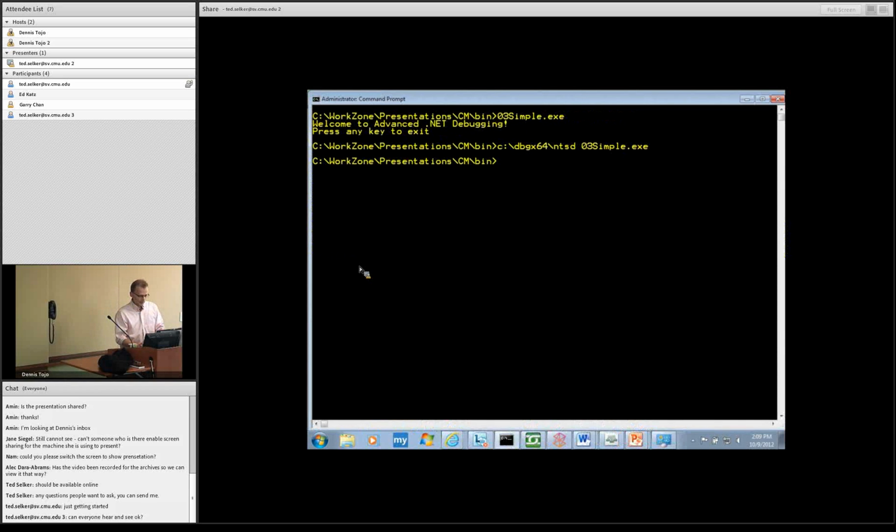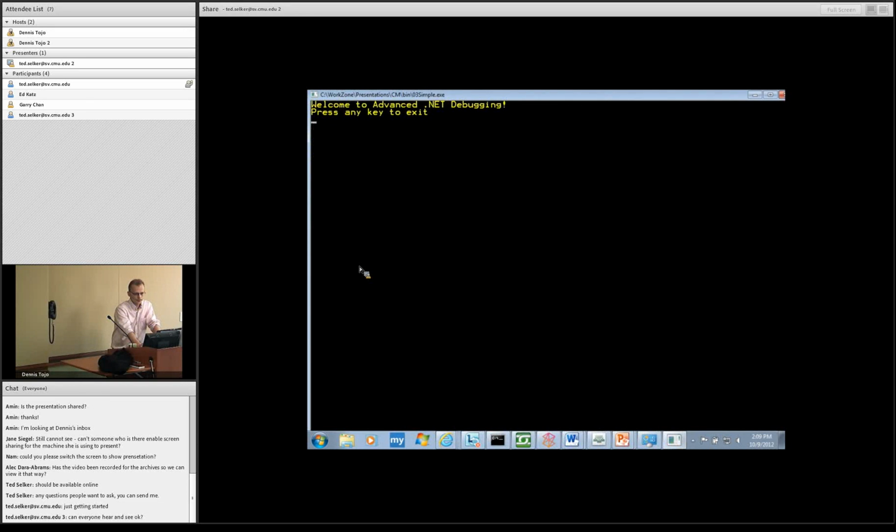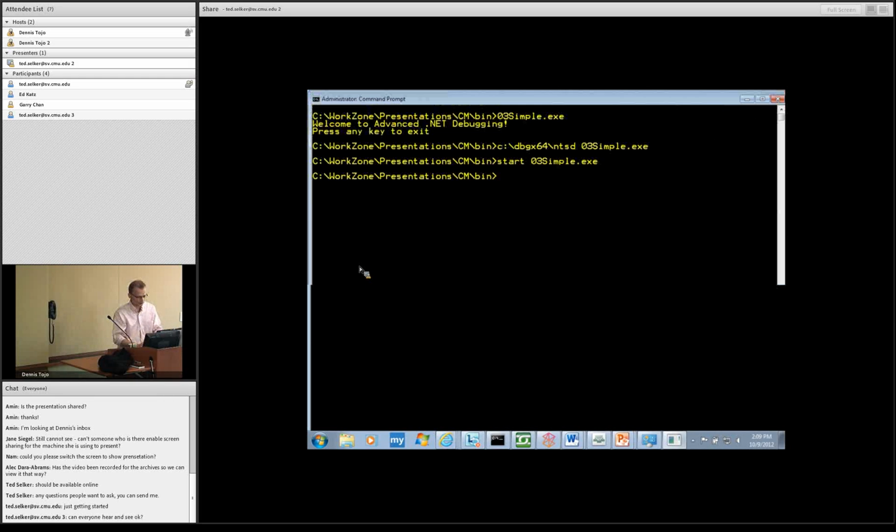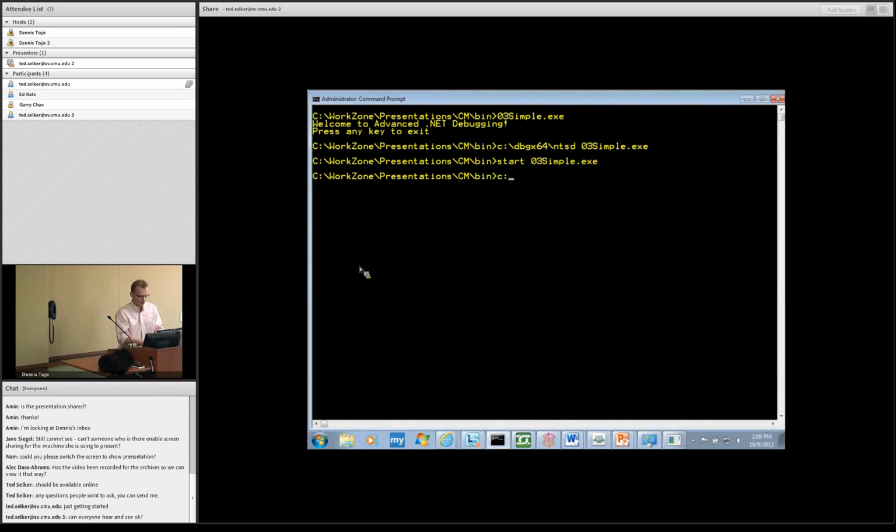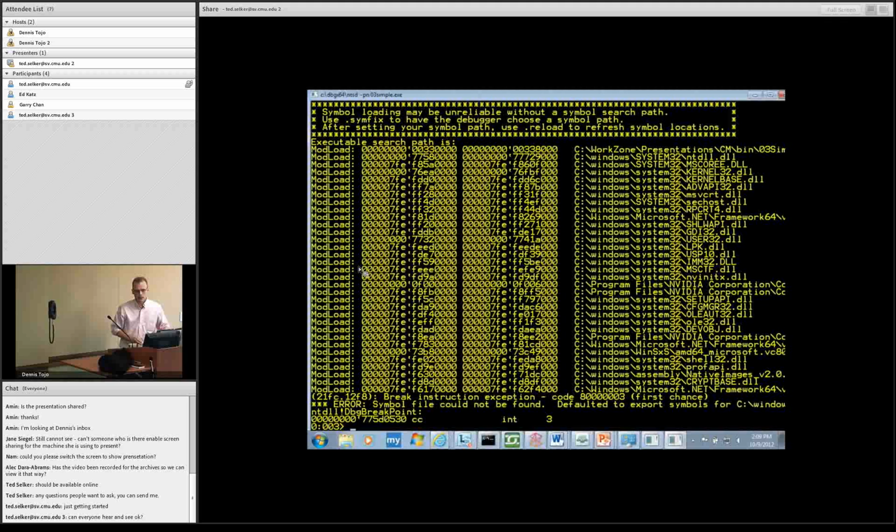Now if I start the same app in the background, and I want to attach to it, I could do ntsd -pn because I don't want to look up the PID, and then o3 simple.exe, the name of it. And there it comes up again. Now you're actually attached to that running instance.